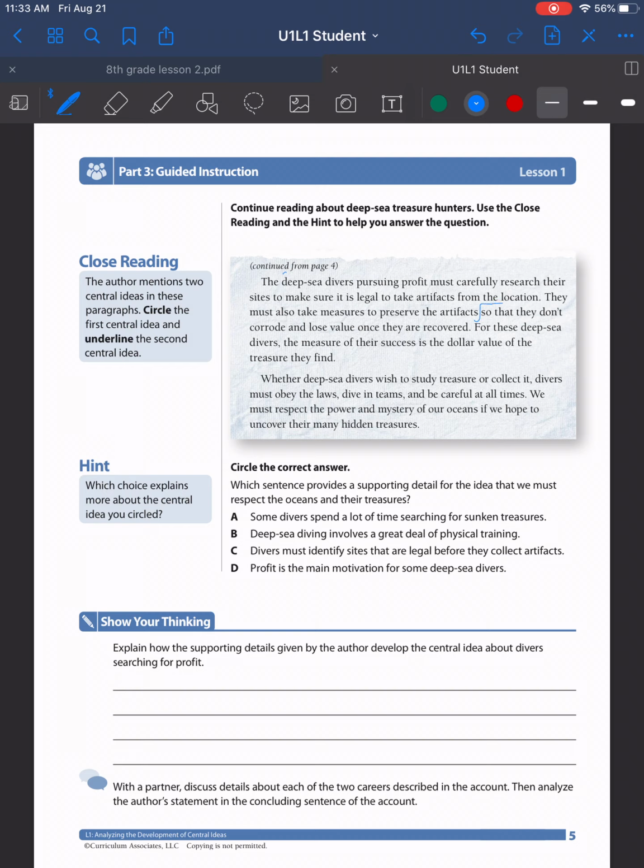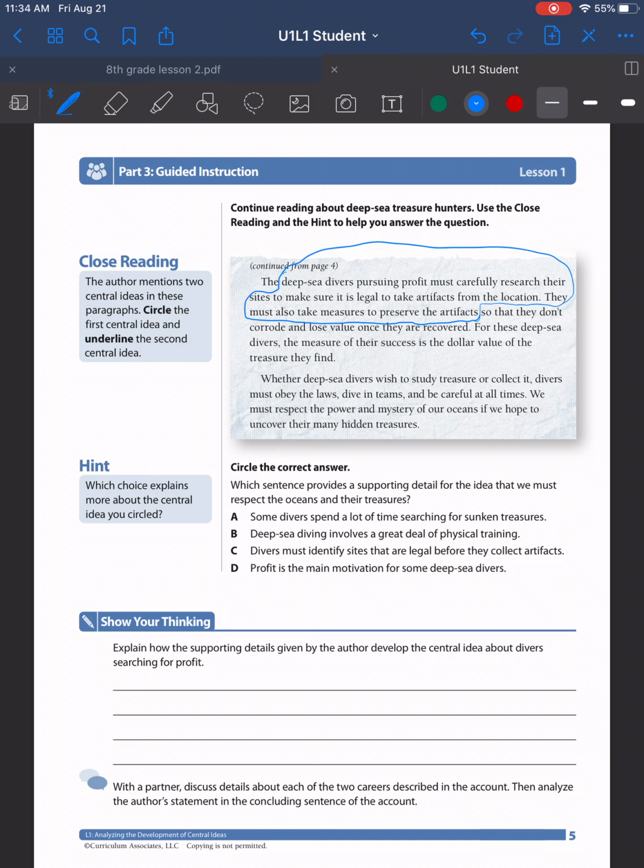So it's going to be this whole thing. That is the first central idea of the paragraph. Now I'm going to read the second paragraph, and we're going to underline. Whether deep sea divers wish to study treasures or collect it, divers must obey the laws, dive in teams, and be careful at all times. We must respect the power and the mystery of our oceans if we hope to uncover their many hidden treasures.